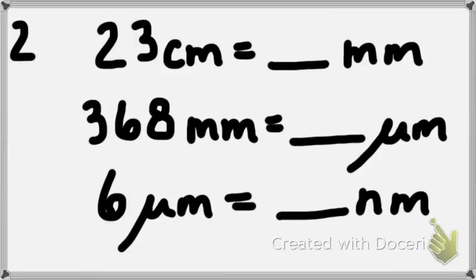All right, so number 2 is to make some conversions. Using the information we just wrote down for number 1, we want to convert 23 centimeters into millimeters. Anybody? Centimeters into millimeters? We're going to go 23 centimeters into how many millimeters? 230. Because it takes 10 millimeters to make a centimeter, and if you have 23 centimeters, then you have 230 millimeters. Okay, now we're going to convert 368 millimeters into micrometers. 368,000. Mm-hmm.